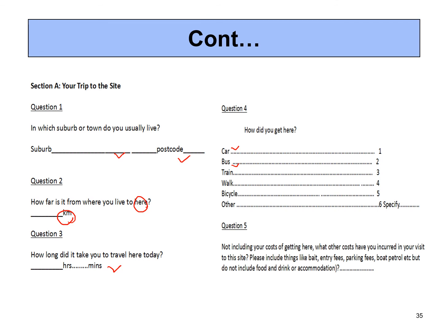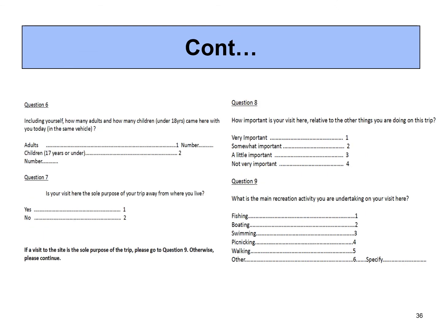Okay, the next question is question number 5. Not including your cost of getting here, what other costs have you incurred in your visit to this site? So you also want to know what other costs they have incurred when they travel to the site. Please include things like bait, entry fee, parking fees, and so on. These are all included as your travel costs.